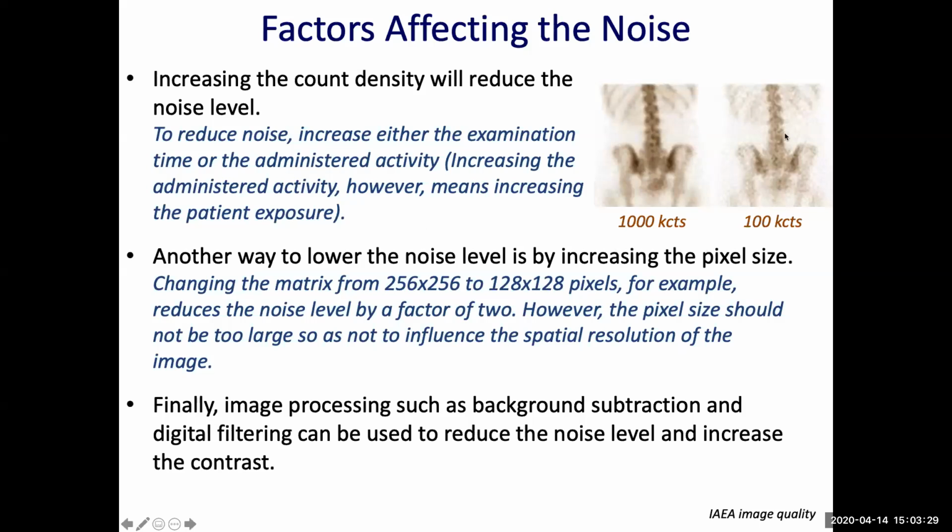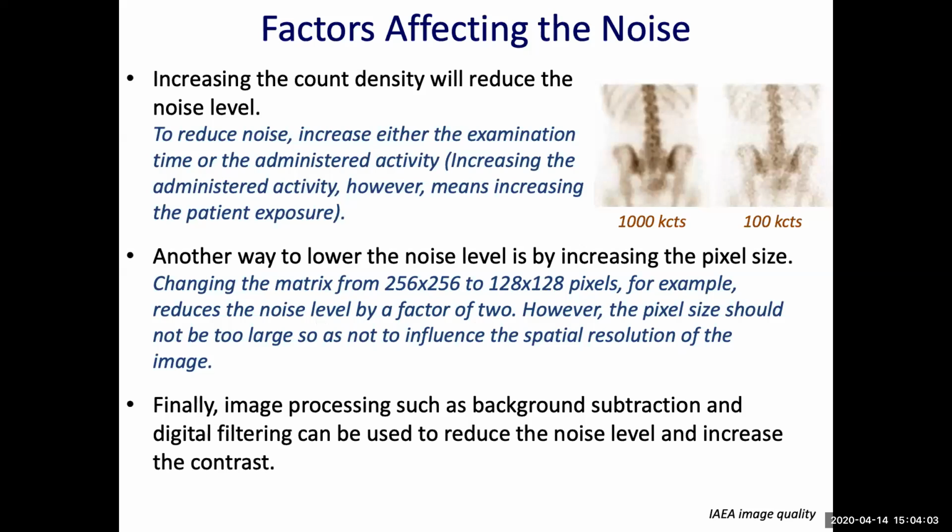Another way to lower the noise level is by increasing the pixel size. Changing the matrix size from 256 to 128 pixels means we have a bigger pixel size, which can, for example, reduce the noise level by a factor of 2. But increasing the pixel size will degrade the spatial resolution of the image. You know that a smaller pixel is better for resolution, and a bigger pixel size gives poorer resolution for the imaging device.